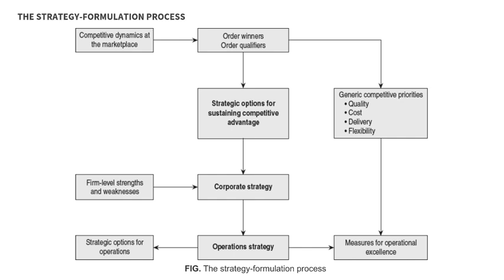Based on this evaluation, necessary changes can be made to the operation system to align the activities with the strategic goals. So how do we do this? We do it with the help of generic competitive priorities. They are of four types: quality, cost, delivery, flexibility.